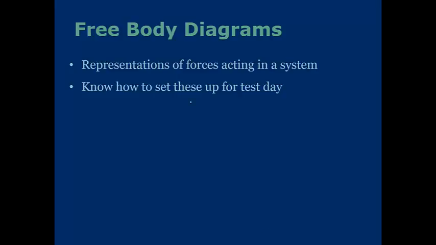Examples of free body diagrams are for a hanging object, so if I had something that was dangling on a rope, I would have a tension and a force of gravity. This can get more complicated over time, obviously.